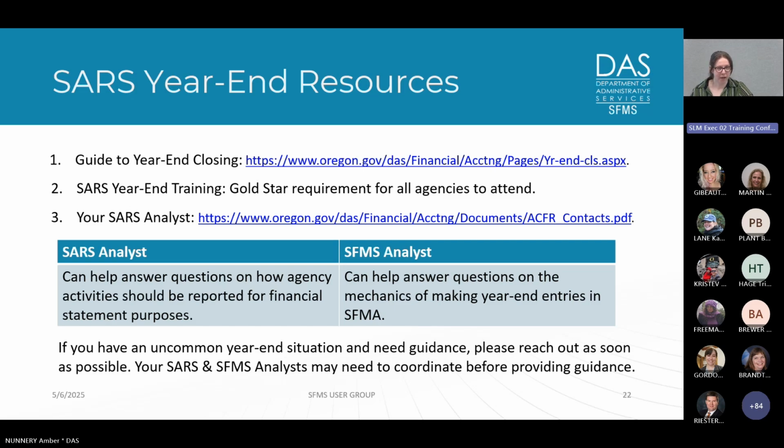And just a request, we always do this in the training, but it's always good to have a reminder. If you know your agency is going to have some sort of unusual or uncommon situation at the end of the year, maybe you have questions on how to implement accounting standards, maybe you have questions on how to record a new activity that requires year-end entries that you haven't done before, please reach out early. Some of these questions require both SARS and SFMS to work together in research. So we don't want to have those questions coming in on month 13 close. Please reach out, ask us early. We can do that research and make sure we're giving you the appropriate guidance on how to handle it.